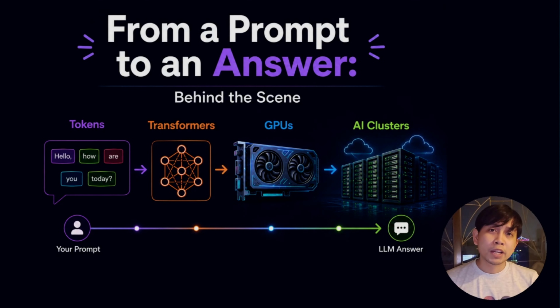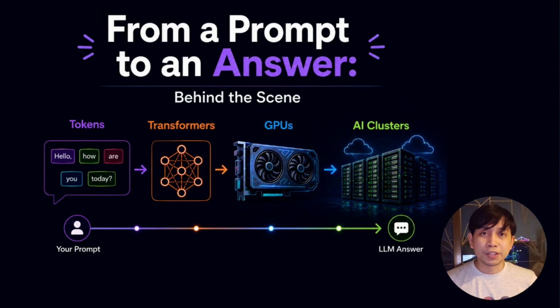Have you ever wondered what happens when you type a prompt into ChatGPT? How does it understand your question? Or does it really understand? Why does everyone keep talking about tokens? Why are GPUs suddenly the most valuable chips in the world? And what exactly is an AI cluster?